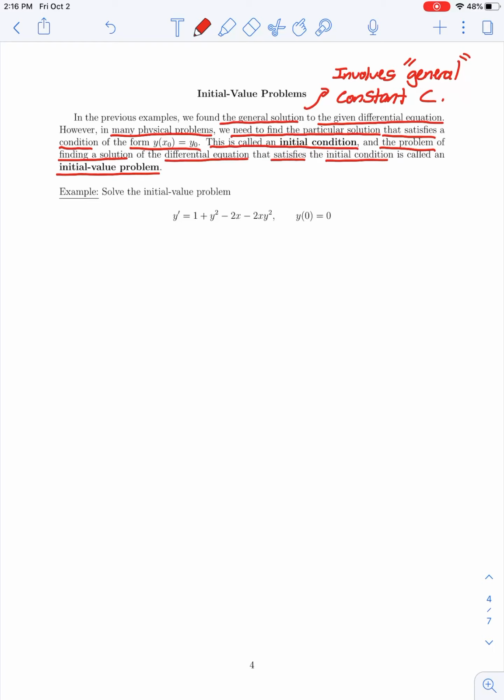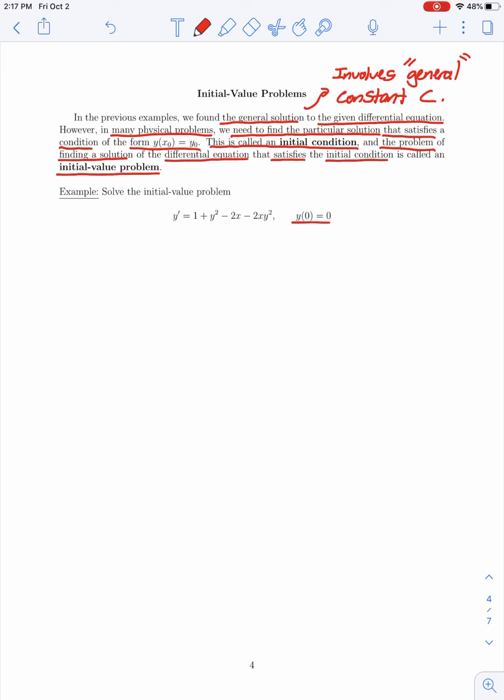So as an example of this, let's look at the following. We're asked to solve the initial value problem. y prime is 1 plus y squared minus 2x minus 2xy squared. And here we also have an initial condition that y of 0 is equal to 0. So that is when x equals 0, y must also be 0.